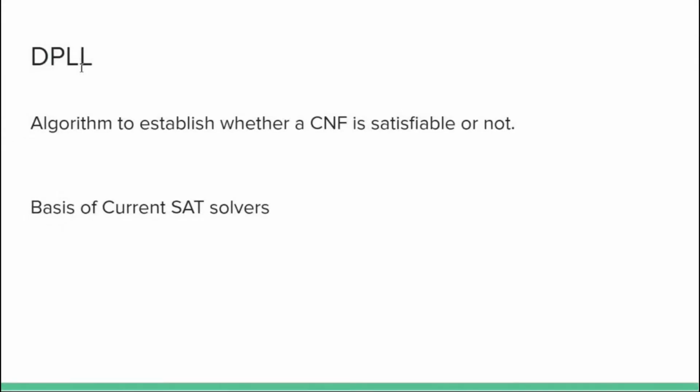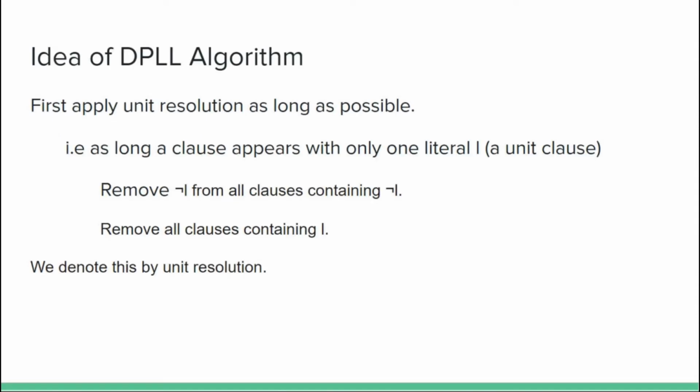The purpose of a DPLL algorithm is to establish satisfiability or unsatisfiability of a propositional formula. DPLL is currently the basis of many SAT solvers. What's the idea of a DPLL algorithm? We first apply unit resolution as long as possible. Here, applying unit resolution means that as long as a clause occurs consisting of a single literal L, then we may remove all not L from all clauses containing not L. And simultaneously, we also remove all clauses containing L since they are redundant. We denote this by unit resolution in the algorithm.